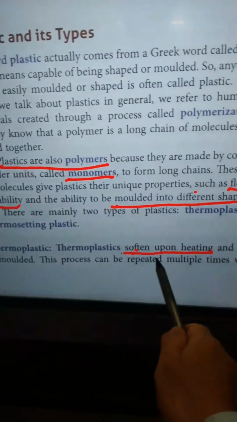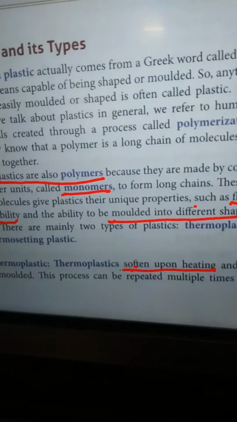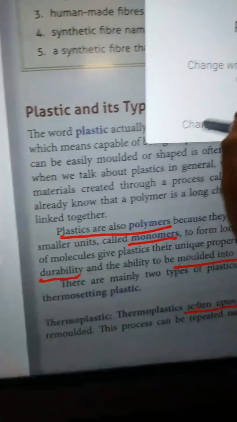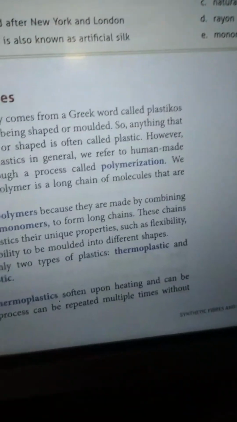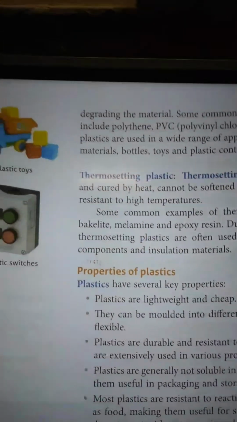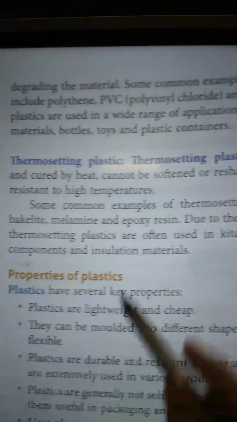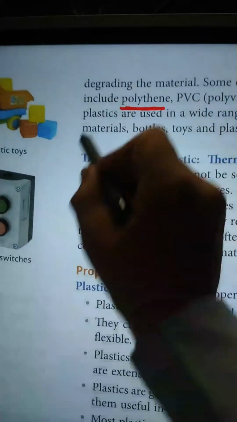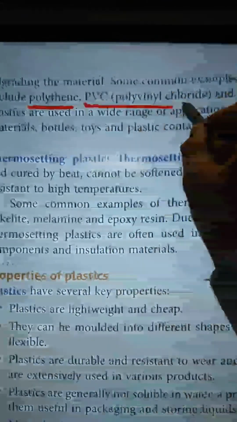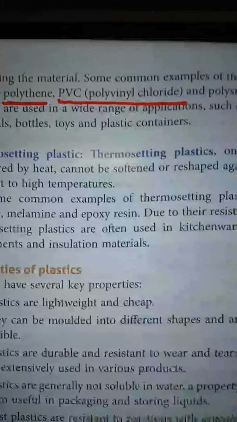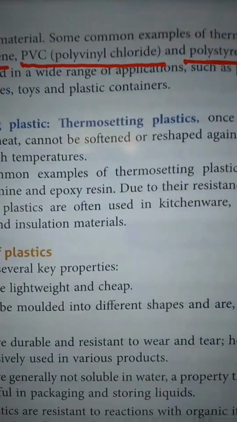So thermoplastics become soft on heating, and you can make them soft. Now, some common examples of thermoplastics: polythene, just now I told you. Then PVC is a word which you must have heard. If you have plastic pipes at home, on them you will see PVC mentioned. And the next is polystyrene.